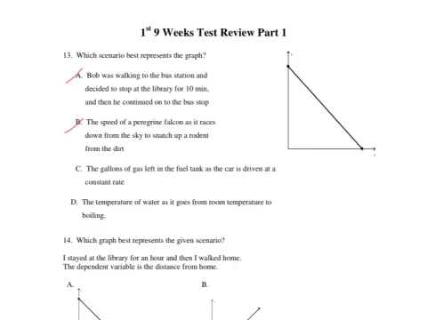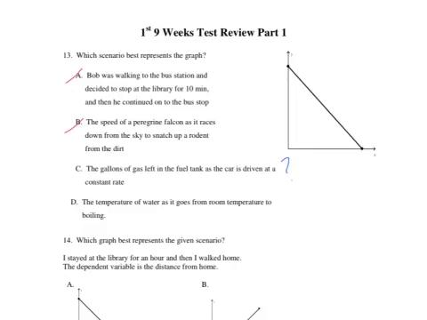C. The gallons of gas left in the fuel tank as the car is driven at a constant rate. We have gallons of gas and time, right? So over time, if I started and I'm not driving anywhere, that's 0 time. And as time increases, what we're saying is that the gallons would decrease. So the number of gallons would go down. And that looks pretty good to me. So I'm going to put a question mark there.